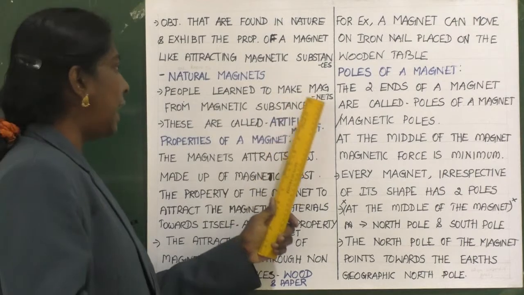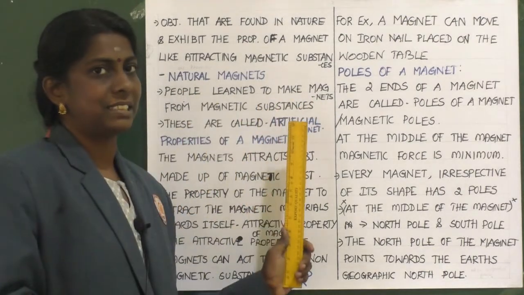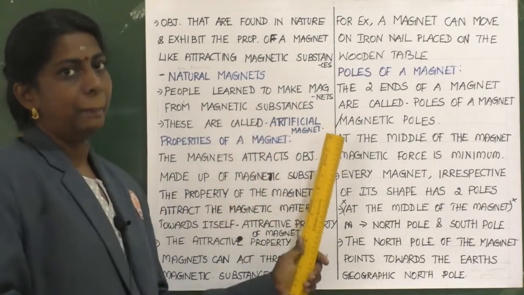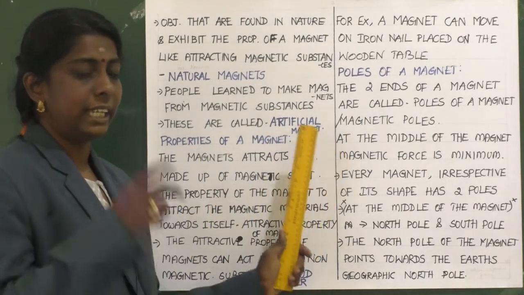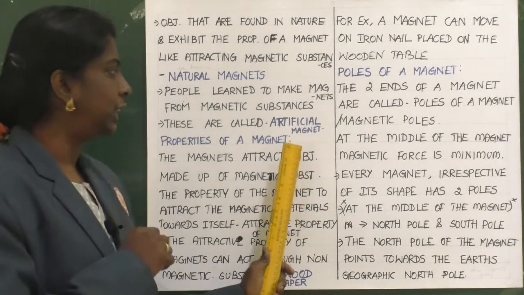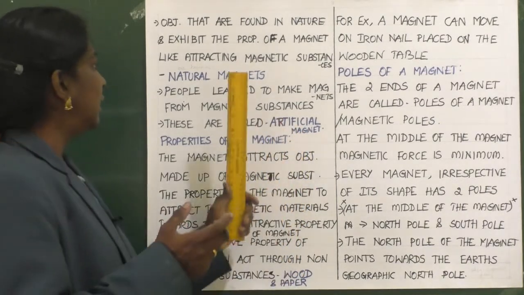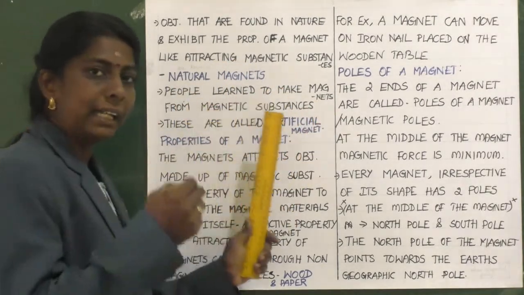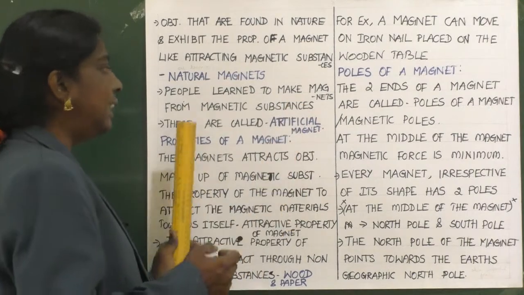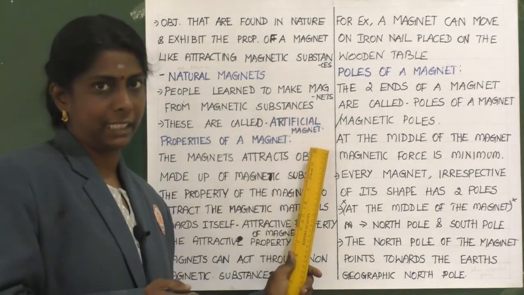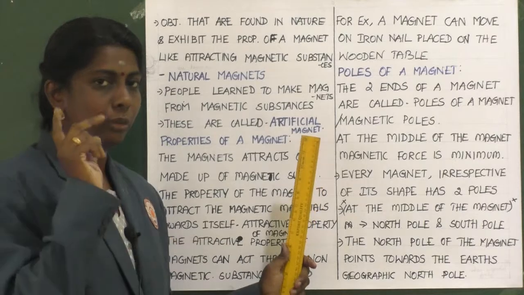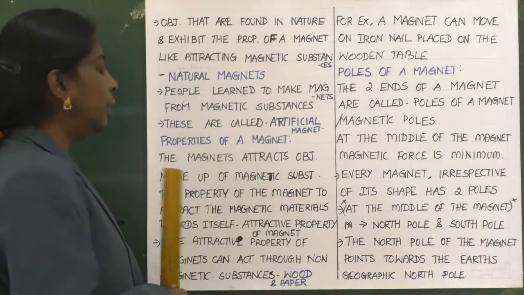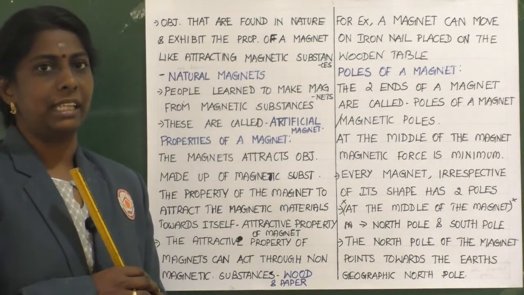People learn to make magnets from magnetic substances. These are called artificial magnets. So, the second type of magnet is the artificial magnet. As of now there are two types of magnet, natural and artificial. Clear? Then we are going to learn about properties of a magnet.